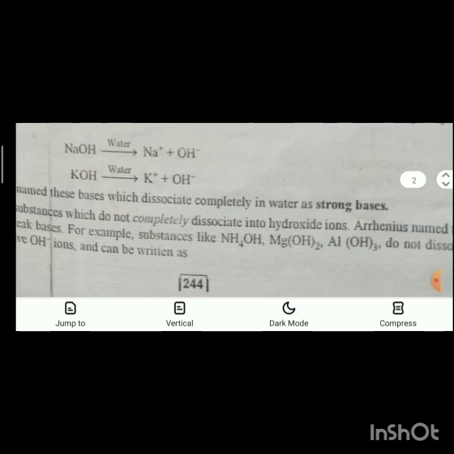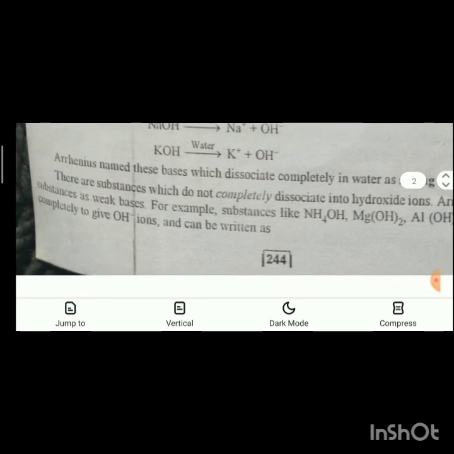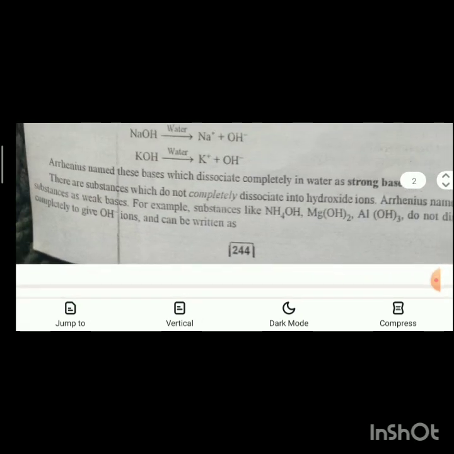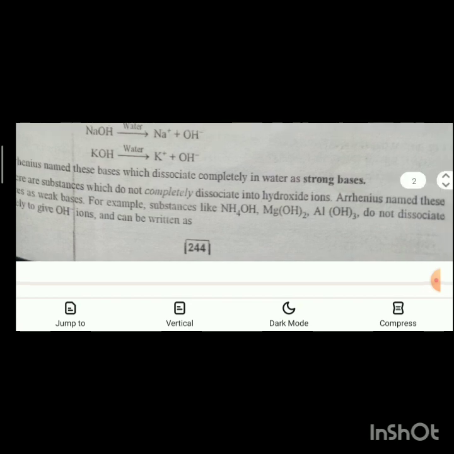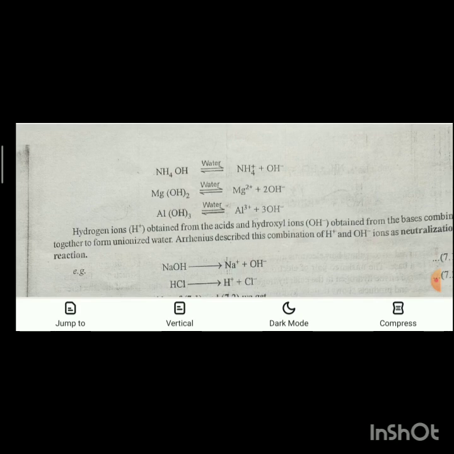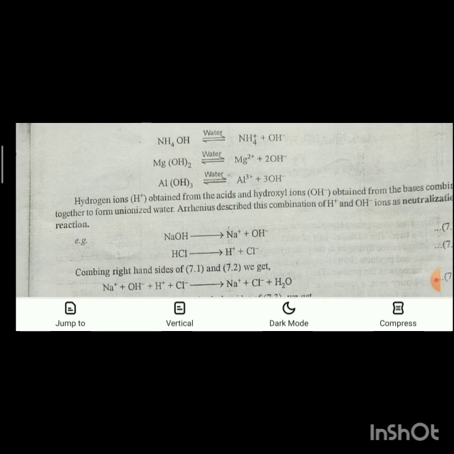There are other substances which do not completely dissociate into hydroxide ions. Arrhenius named these substances as weak bases. For example, substances like NH4OH, Mg(OH)2, Al(OH)3 do not dissociate completely to give OH- ions and can be written as NH4OH is in equilibrium with NH4+ plus OH-. Mg(OH)2 is in equilibrium with Mg2+ plus 2OH-. Al(OH)3 is in equilibrium with Al3+ plus 3OH- ion.